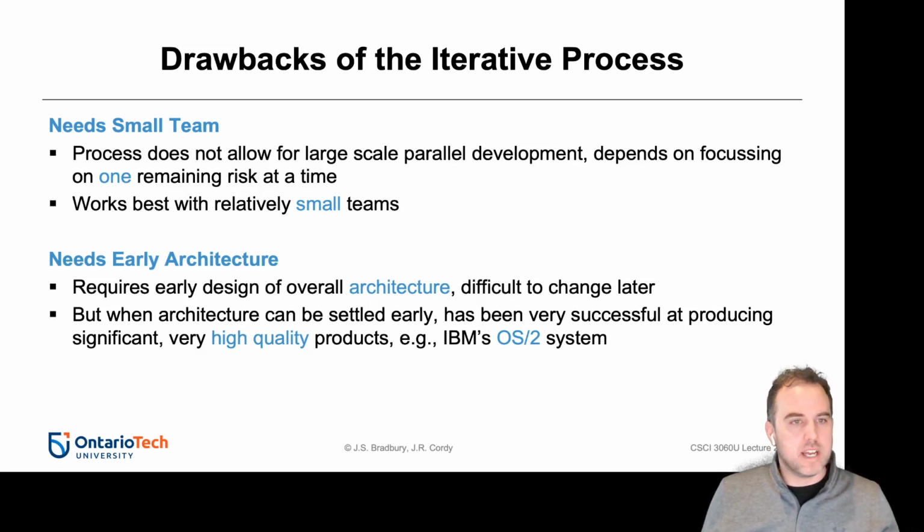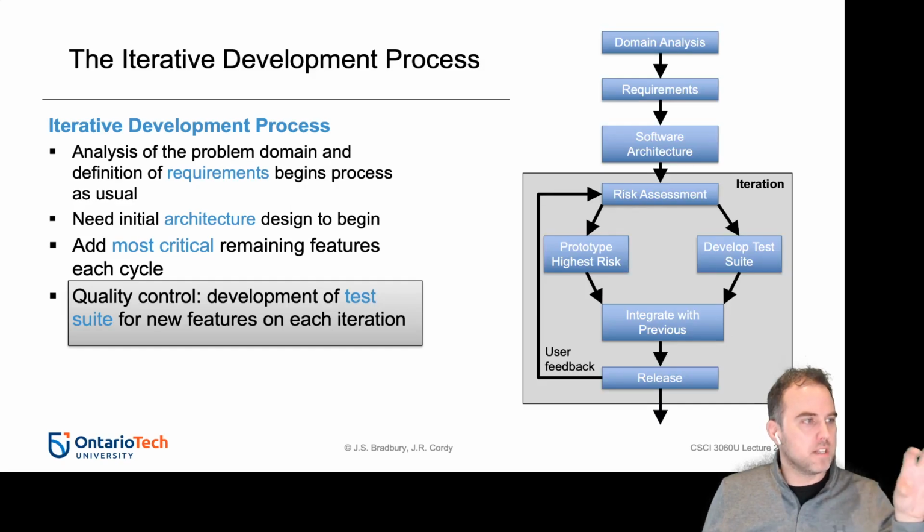One of them is that it typically works best with small teams, because if you notice here, each time we're going through an iteration, we're building something and integrating, right? It doesn't have the idea of, oh, well, 6 different teams can build 6 different subsets and put them all together at the same time, right? It's a one at a time process, and that means that it works best with smaller teams.